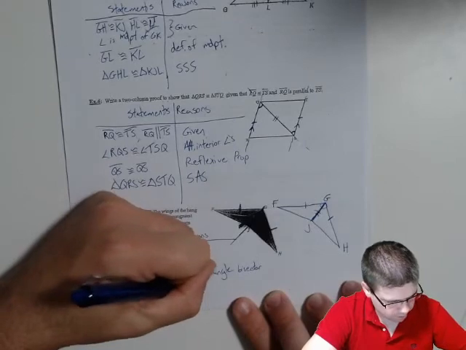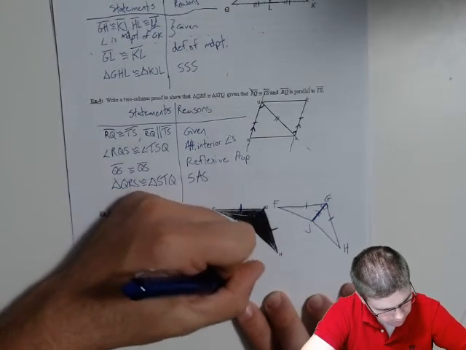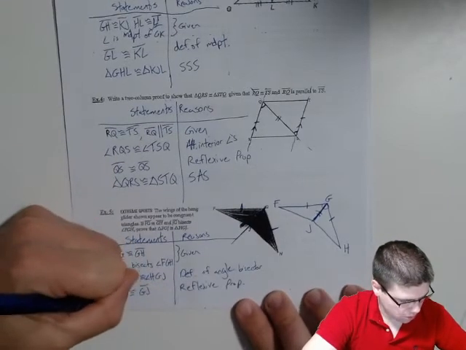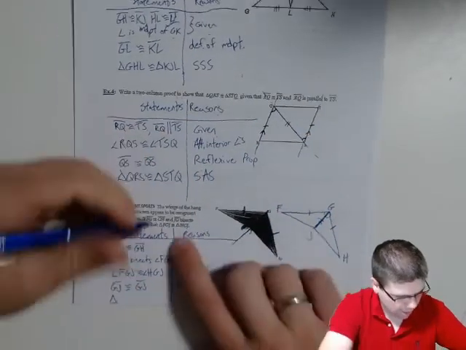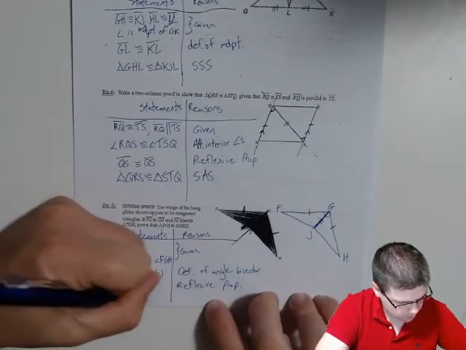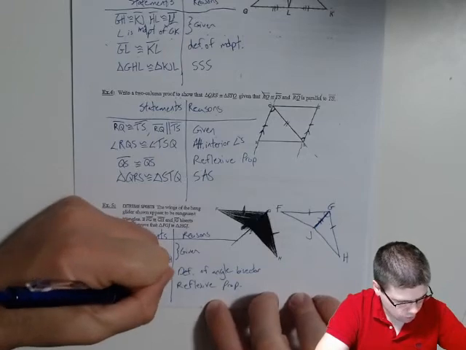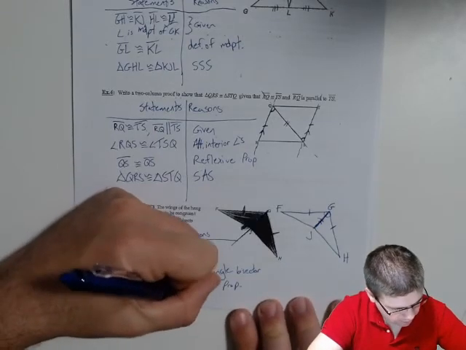reflexive property. We can then say that we can use side, angle, side, so triangle FGJ, the way they wanted us to, FGJ is congruent to triangle HGJ using side, angle, side.